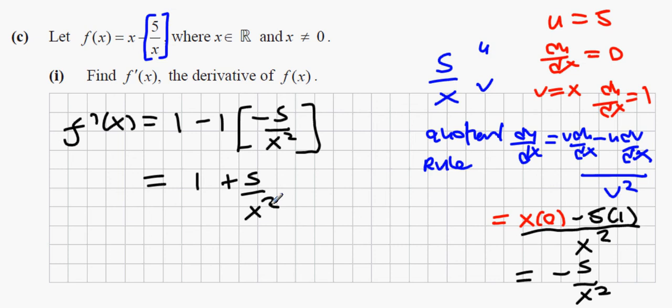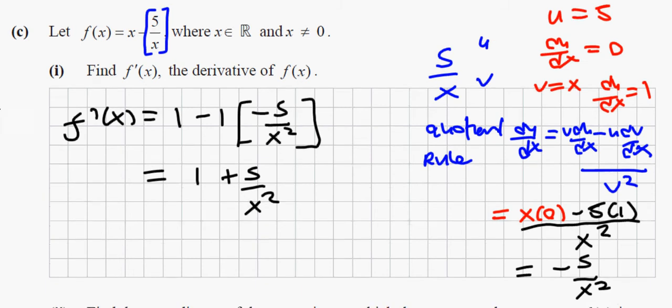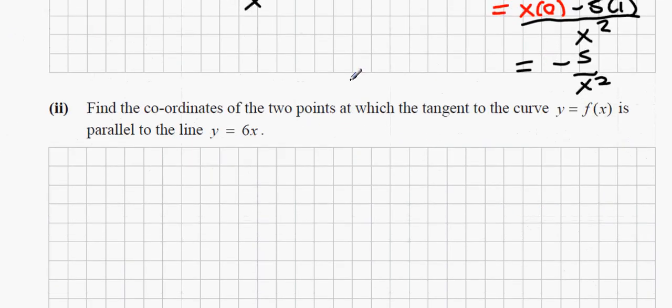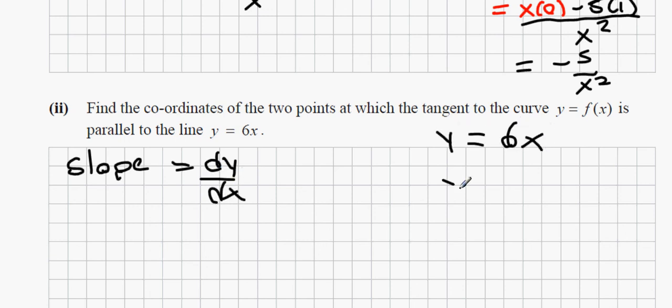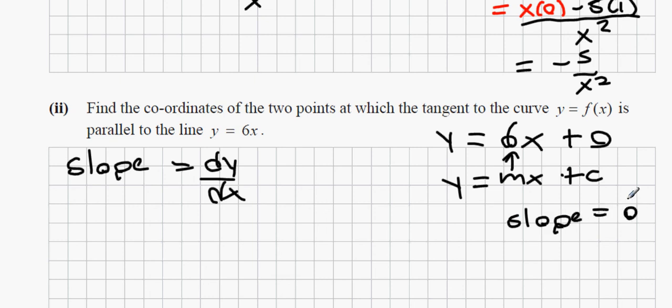Now, the next part of that is we must find the coordinates of 2 points at which the tangent to the curve is parallel to the line y equals 6x. Now, remember, the slope of lines is the first derivative, dy/dx. And remember, y equals 6x. Use the formula y equals mx plus c. The c is 0 and m is 6. So the slope is 6. Because remember, tangents are lines. Lines to the curve are 6. Right? So the slope is 6.